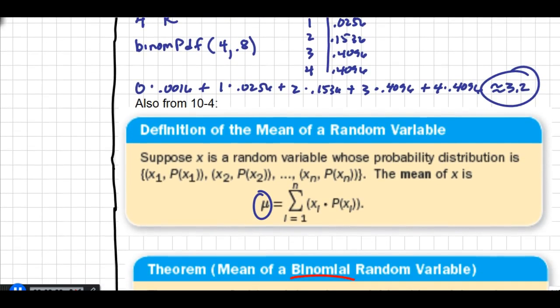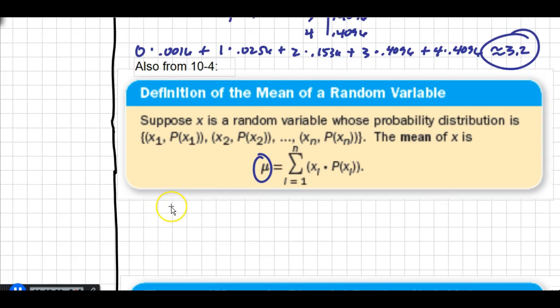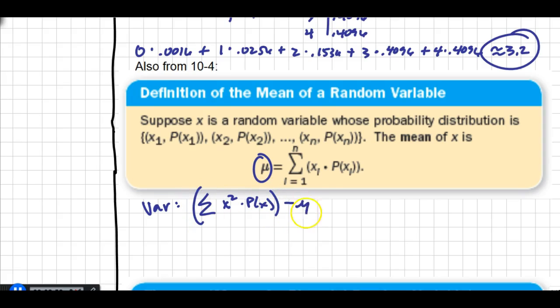Let's also review the variance and standard deviation of a random variable. I don't have the formulas here. We'll just have to remind ourselves of what they are. Remember that the variance is very similar to this formula here. You simply square the x's as you multiply by the probability, and then you take away mu squared when you're all done. So the variance formula again is the sum of x squared times the probability of x. You take all of that and then you take away mu squared.